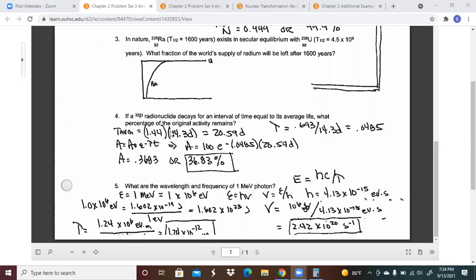All right, number 4. If a phosphorus-32 radionuclide decays for an interval of time equal to its average life, what percentage of the original activity remains? Okay, so we have the average life, which is going to end up being 1.44 times the half-life. And that turns out to be this.